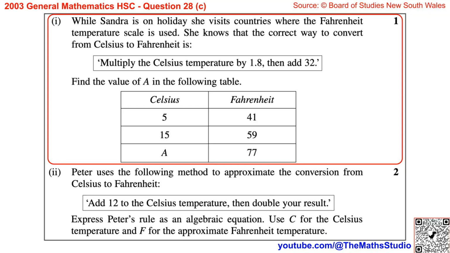Question 28c, Part 1. While Sandra is on holiday, she visits countries where the Fahrenheit temperature scale is used. She knows that the correct way to convert from Celsius to Fahrenheit is multiply the Celsius temperature by 1.8, then add 32. Find the value of A in the following table.